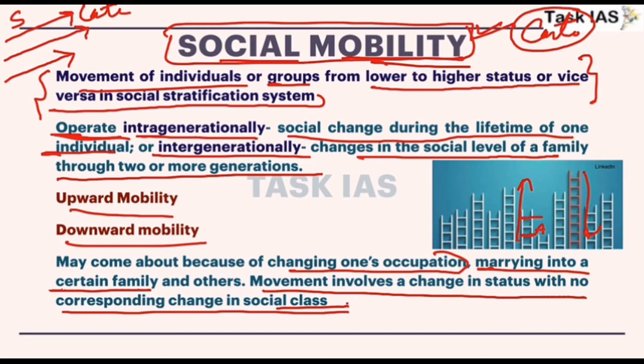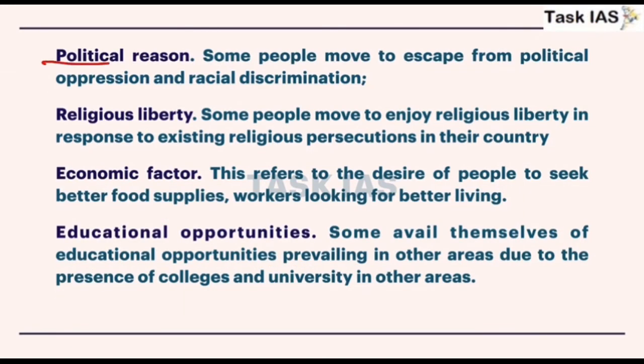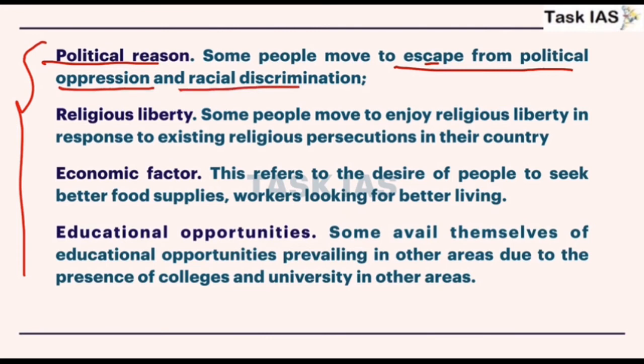Now there can be several reasons. Some of the important reasons are described here. Firstly is the political reason. Some people move to escape from political oppression and racial discrimination. So now you can link it with the apartheid movement in Africa. By abolition of that racial discrimination, the social mobility of people, especially African black people, increased.